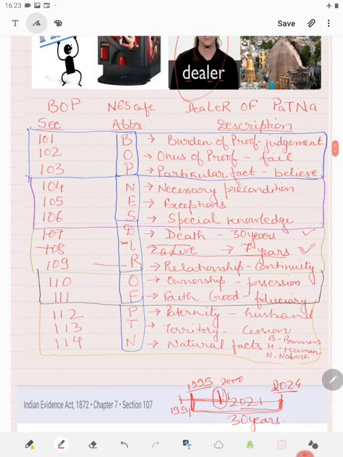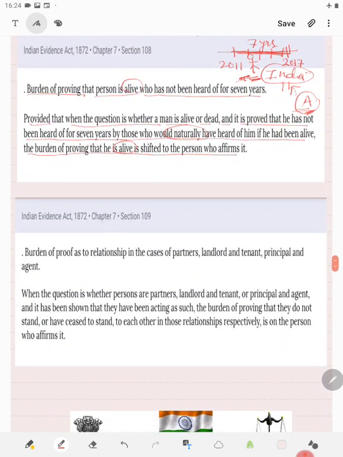Then is section 109, which is R, relationship, which is continuity. What section 109 says is that burden of proof as to relationship in cases of partners, landlords and tenants, principal and agent. So, in case of partners in a partnership firm, or landlord and tenant, or principal and agent. You can remember it as PAL, that is principal and agent, partners, and landlord and tenant. So when question is whether persons are partners, landlords and tenants, or principal and agent, and it is shown that they have been acting as such, the burden of proving that they do not stand or have ceased to stand to each other in those relationships respectively is on the person who affirms it.